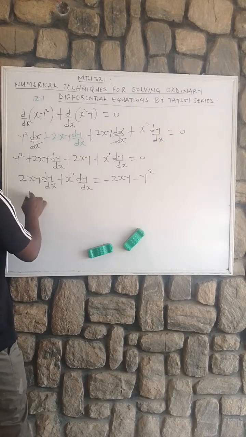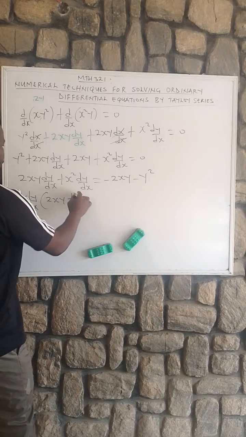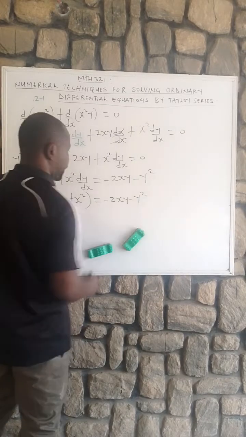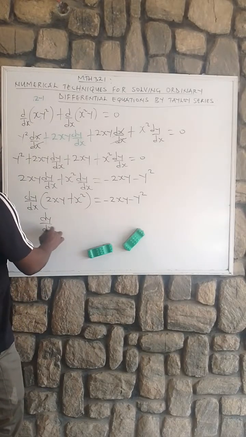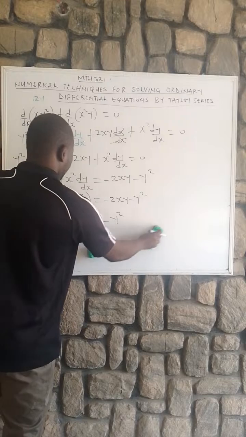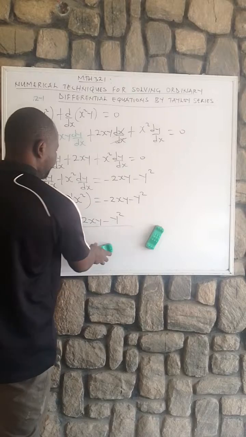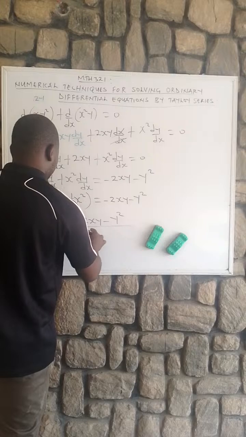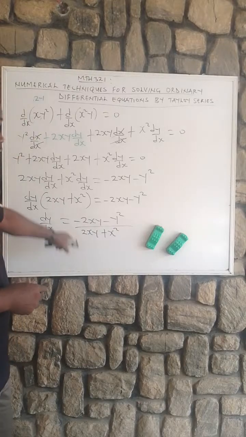You factor it out, so dy all over dx, open bracket 2xy plus x squared, equals minus 2xy minus y squared, right? Then we divide through by this, therefore our dy all over dx is equal to minus 2xy minus y squared all over 2xy plus x squared. So this is our final answer.